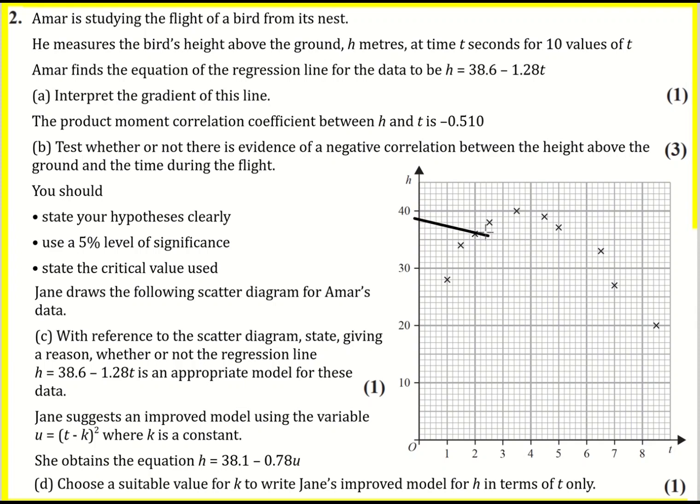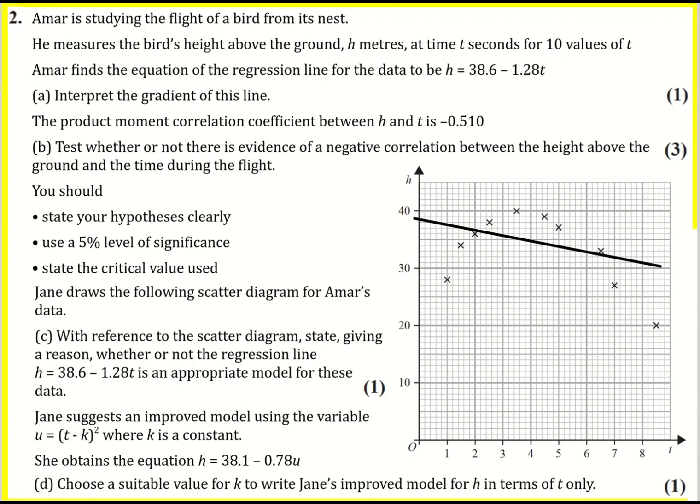I don't know exactly what that's going to look like. Maybe something like this. So look, it's not looking a great fit from the very beginning because of the shape of the curve, but something like that. We're asked to interpret the gradient of the line. So I just wrote down the height increase per second. And I think I'd be absolutely okay with that.